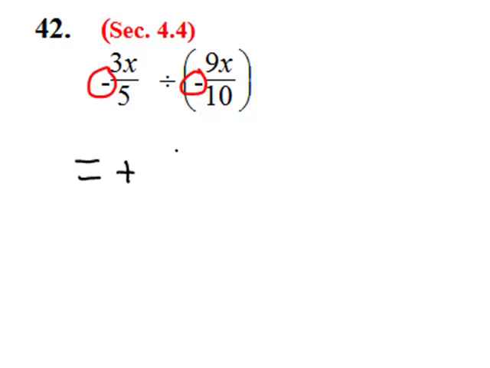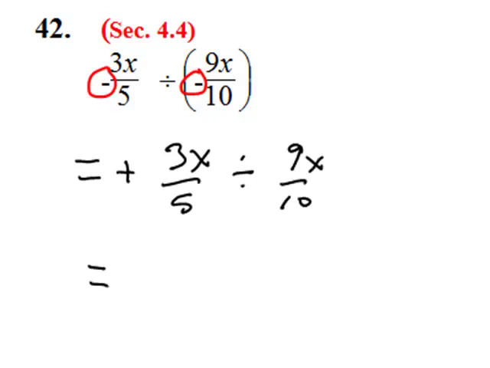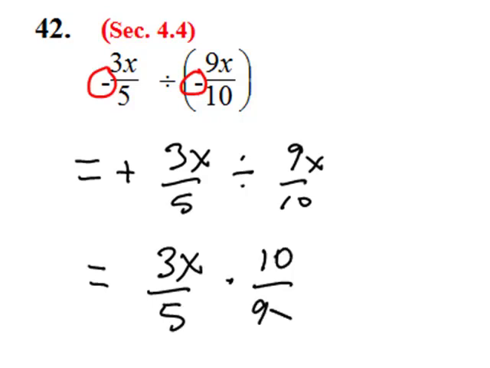And now let's rewrite what we have. 3x over 5 divided by 9x over 10. We do need to change division into multiplication, multiplying by the reciprocal. 3x over 5 times 10 over 9x. You might notice that I'm no longer writing the plus sign because it's positive. However, if this had been a negative, I would want to make sure I carry the negative throughout. In this case, it's not necessary.